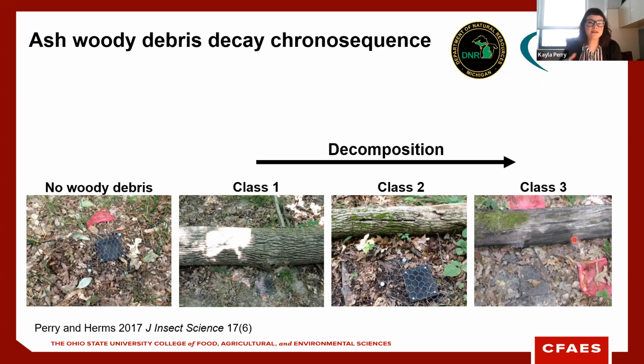So, focusing on this 1, 2, and 3 class decomposition scale. Here, class 3 logs had lost almost all of their bark. There were signs of moss and fungi colonization. So you can see those 3 classes represented in these pictures here. And then I also sampled away from woody debris to see how that could potentially impact what species we were collecting. So we can get a better idea if there's just some effect of woody debris in general, regardless of the decomposition stage it's in.